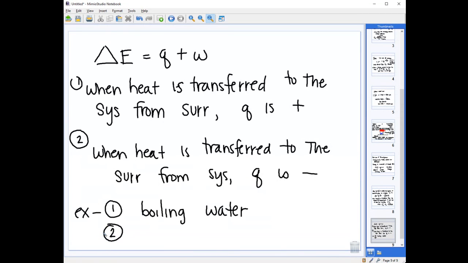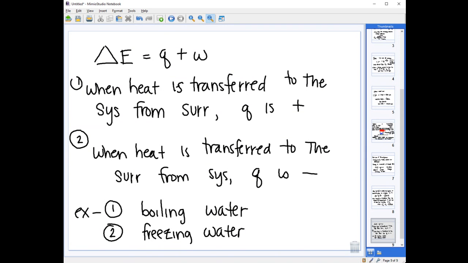If we look at an example of 2, heat is transferred to the surroundings from the system, we can look at freezing water. So we have our room temp water, our tap water, about 25 degrees Celsius, 30 degrees Celsius, something like that. And when we put it in the freezer, heat is going to be transferred from the water into its surroundings. Our system would be our tray of water to make ice cubes, and the surroundings would be the freezer. So the heat is being transferred to the freezer from the water in our ice trays. And so Q would be negative. We are essentially decreasing our amount of energy.